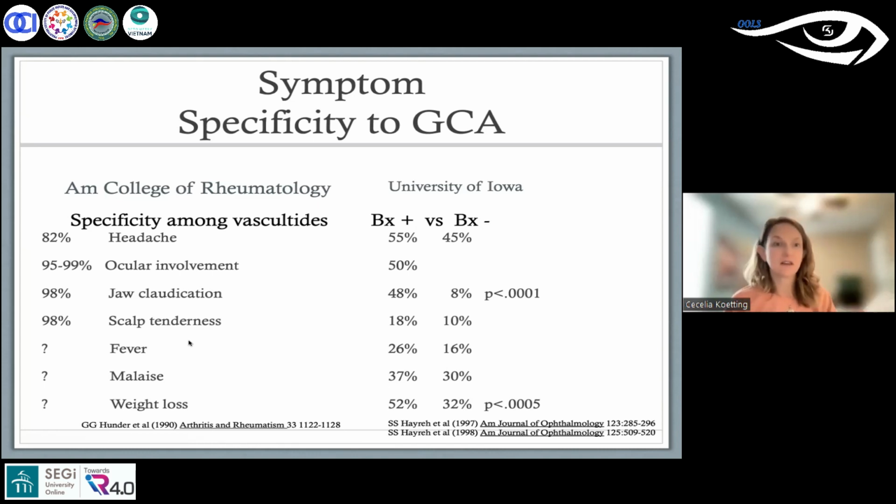But again, so let's look at this. In patients who had giant cell arteritis, these are people who were actually diagnosed and treated, 82% had a headache. And of those 82%, 55% had a positive biopsy and 45% had a negative biopsy.